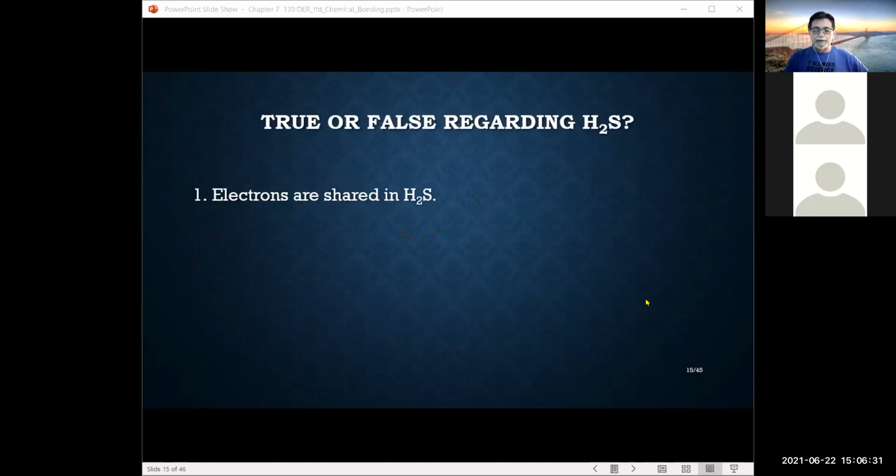Conservation of energy. Okay. Now here's a true and false question about this particular species, H2S.